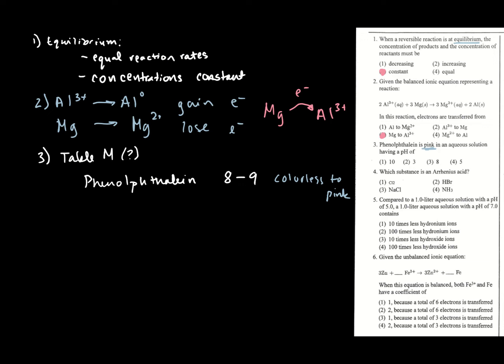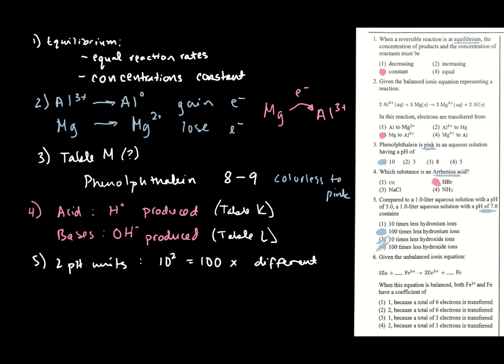Okay, number 6. When this equation is balanced, both Fe3+ and Fe have a coefficient of blank because of how many electrons are being transferred. Okay. Now this is tricky because it's going to require us to look at the other substance, zinc. Zinc goes from 0 to 2+. In that case, that's 2 electrons being transferred to go from 0 to 2+. However, there are 3 zincs. So in total, we have 6 electrons being transferred.